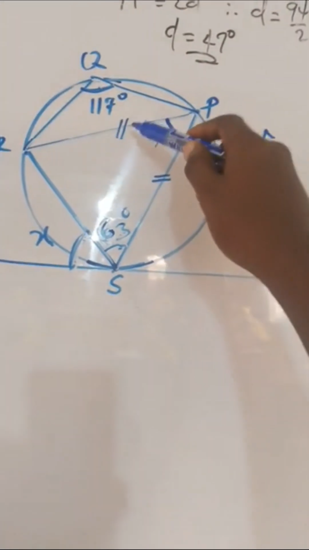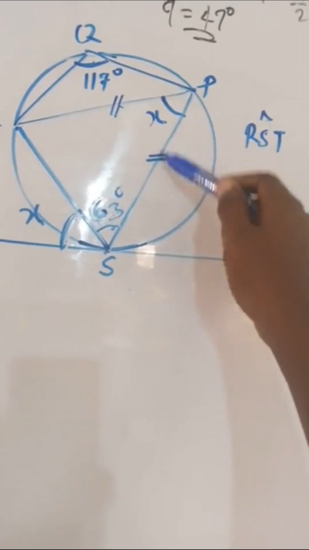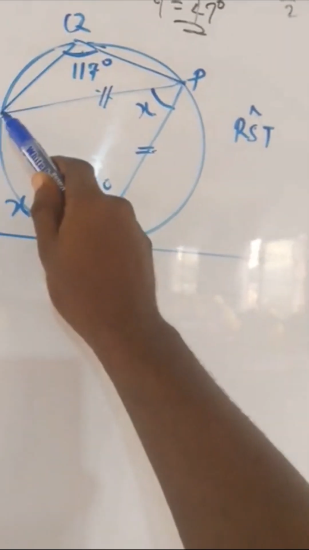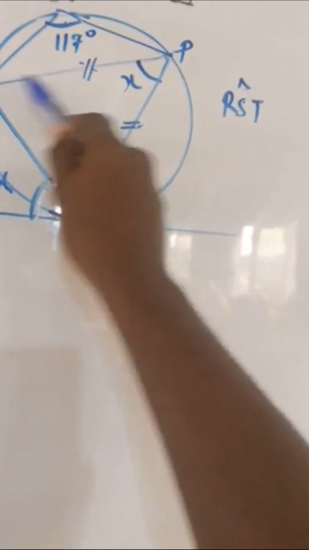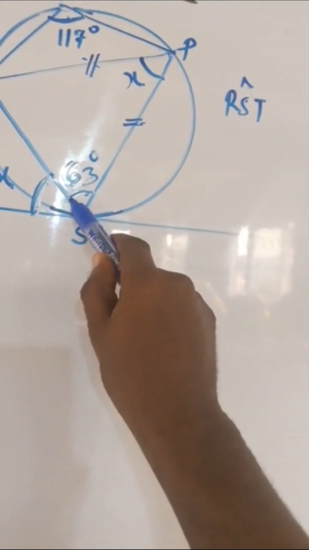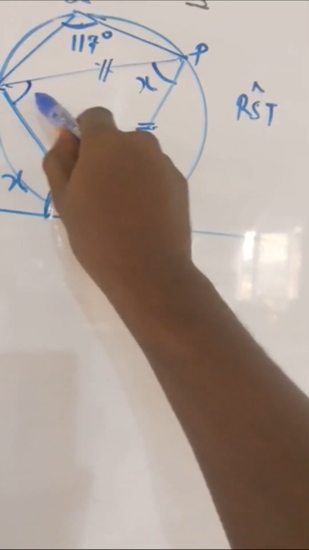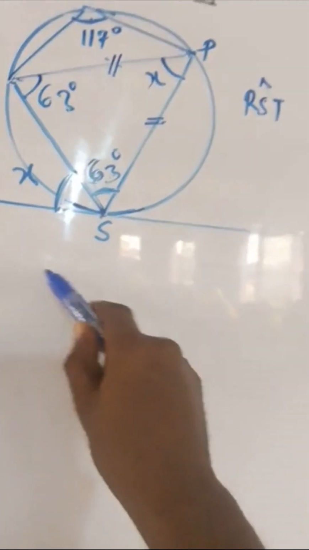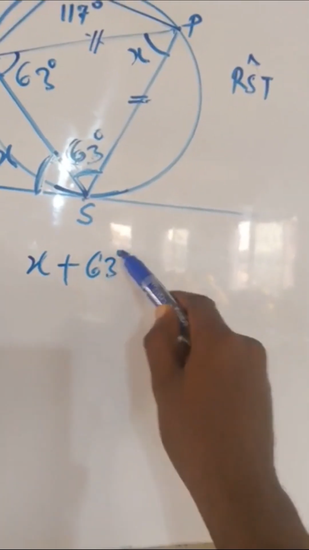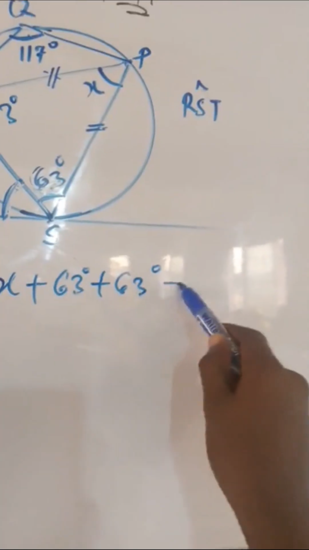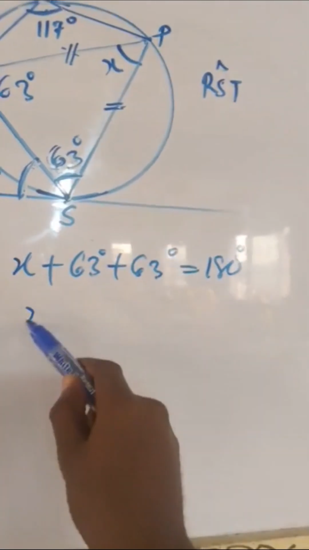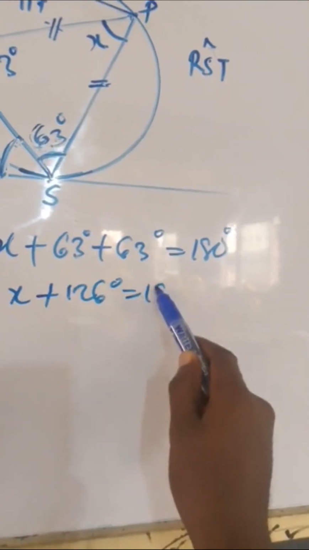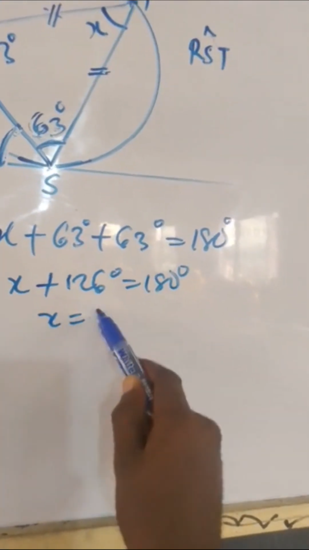Now, if you observe, these two stripes show that RP and PS are equal. So definitely triangle RPS is an isosceles triangle. So if this angle here is 63, definitely this angle here is also what? So applying sum of angles in a triangle, we can get the value of x by adding 63 plus x plus what? And everything must be what? What is the answer to this addition? 126 equals to, so what value of x directly?